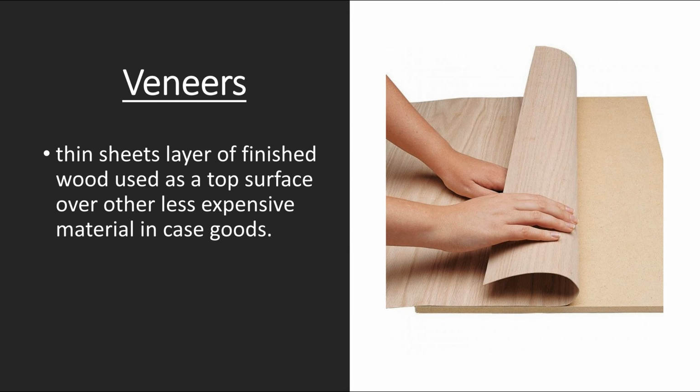Then you have your veneers. This is my least favorite kind of man-made wood because I think it looks the cheapest personally, and it is the least durable, and when it peels off, you're screwed. Okay, so this is a thin sheet, layers of finished wood used as a top surface over other less expensive materials and case goods. You'll see these a lot on your desks at school.